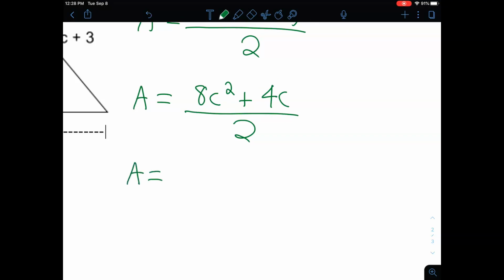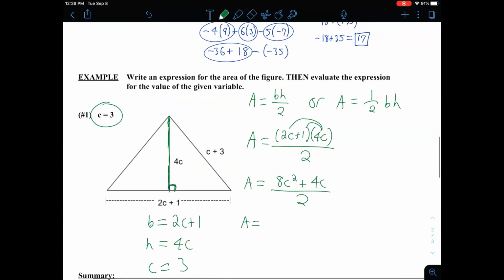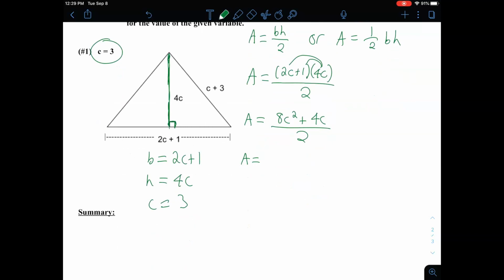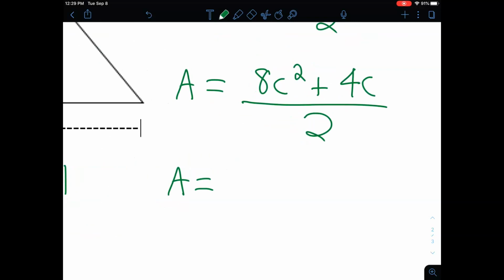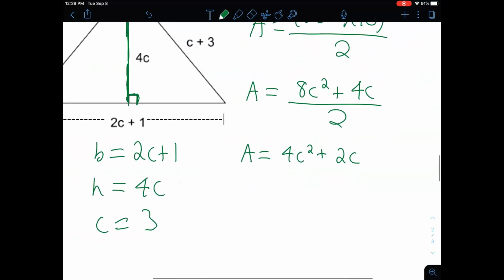All right, so area is going to equal, we have, and the reason why we're solving for c first is because it says write an expression for the area and then evaluate it. So we need to make sure we get the area in terms of c before we do anything else. Okay, so 8c squared divided by 2 is going to be 4c squared. And 4c divided by 2 is going to be 2c. And now we can't do anything else with this. I mean, c squared and c, those are not like terms because they don't have the same variable, same exponent.